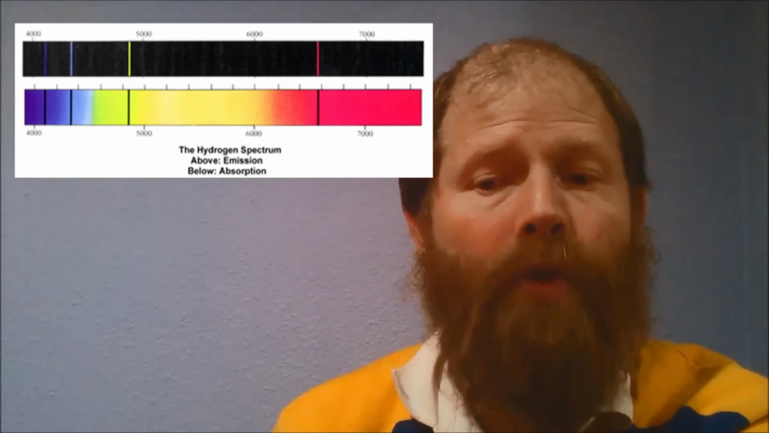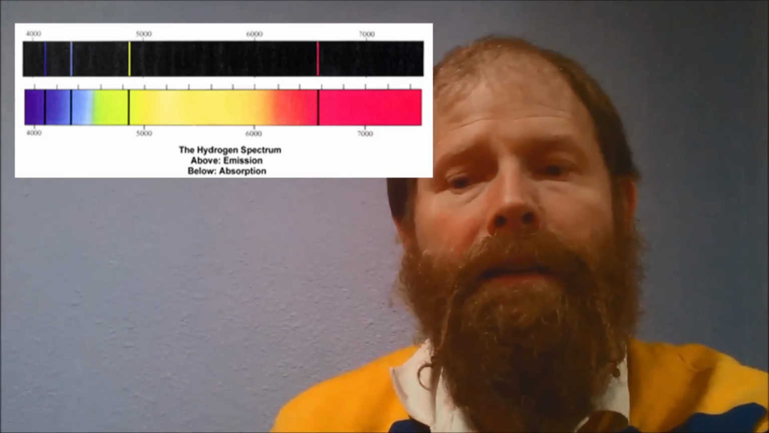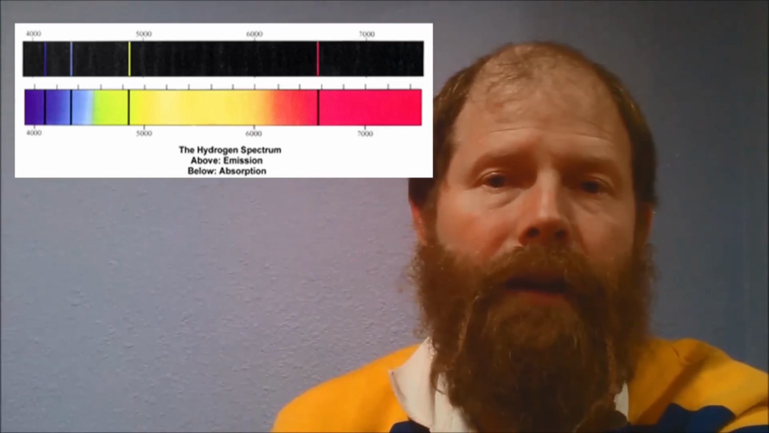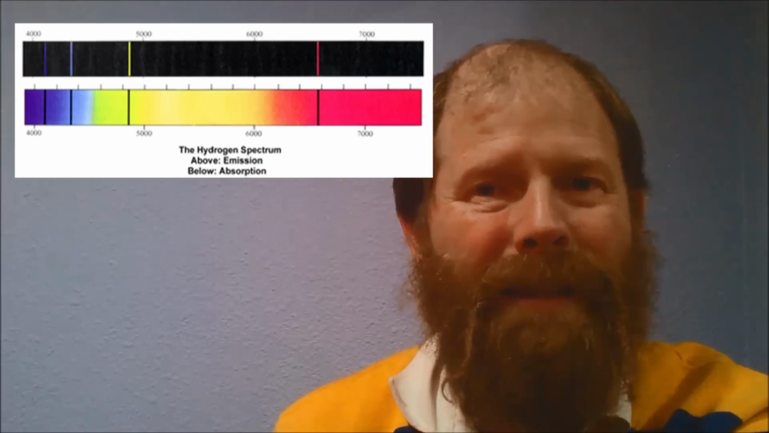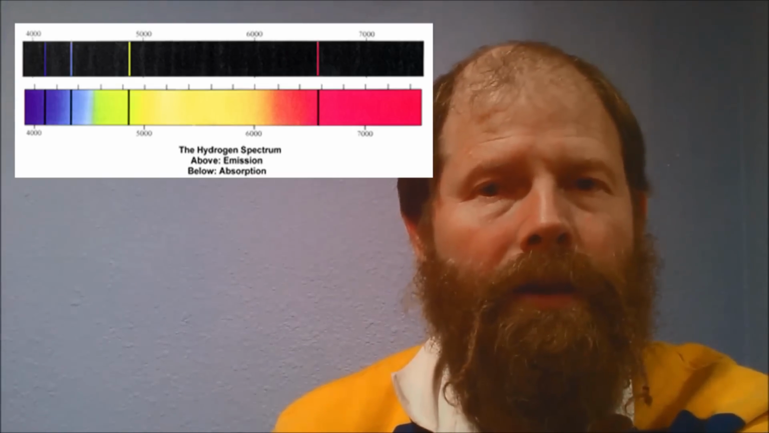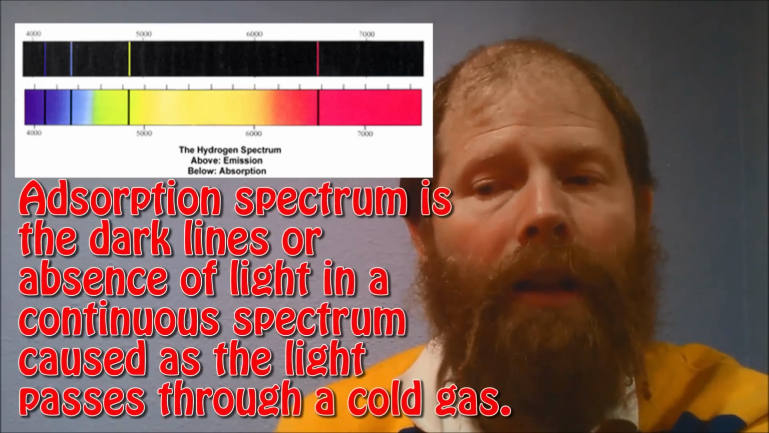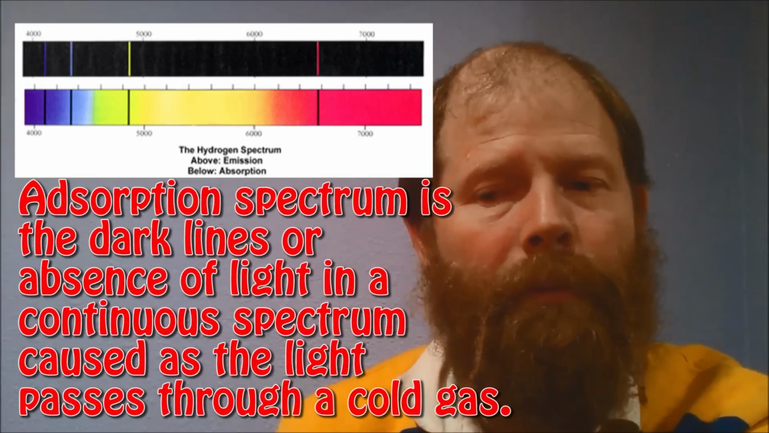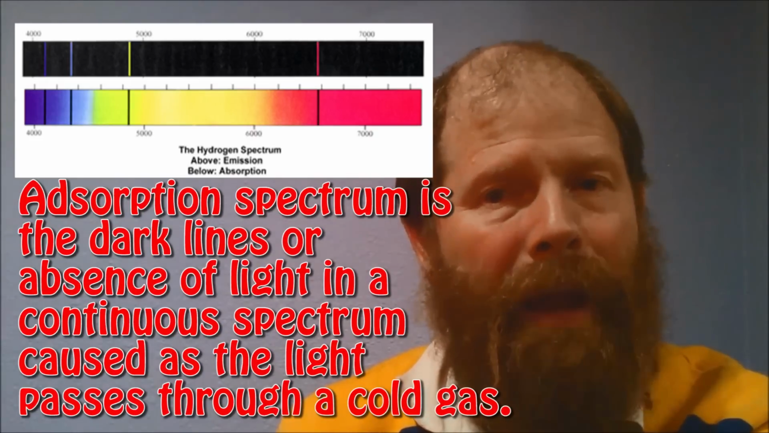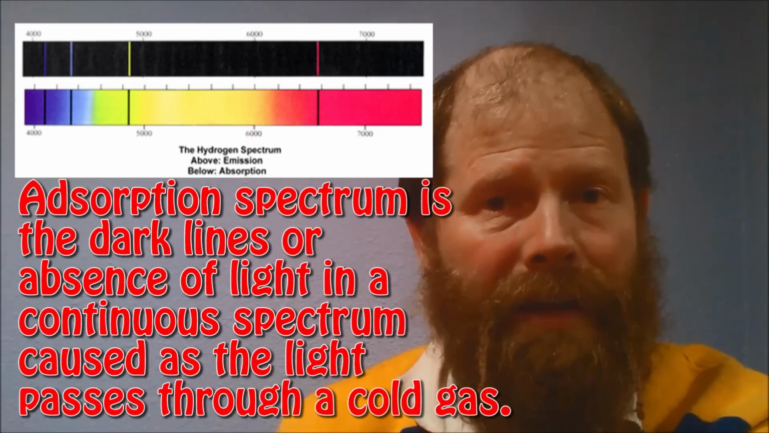We call that an absorption spectra because it is the light that hydrogen is absorbing that we see missing from this spectrum. So a definition of that would be the dark lines or absence of light in a continuous spectrum caused as the light passes through a cold gas.